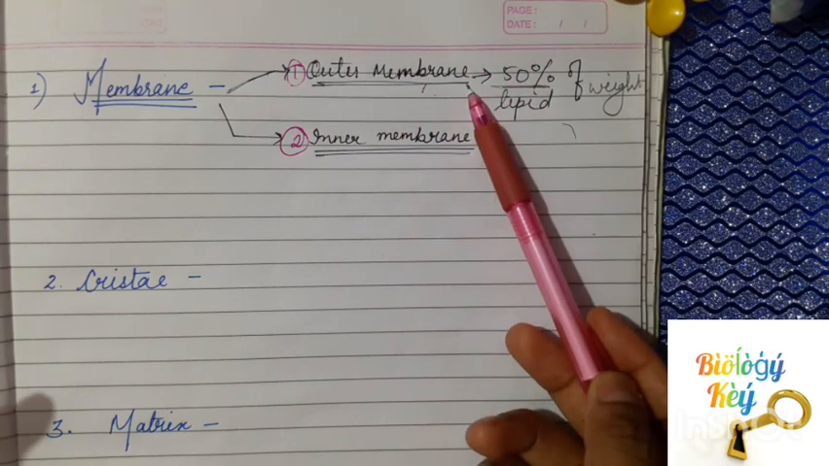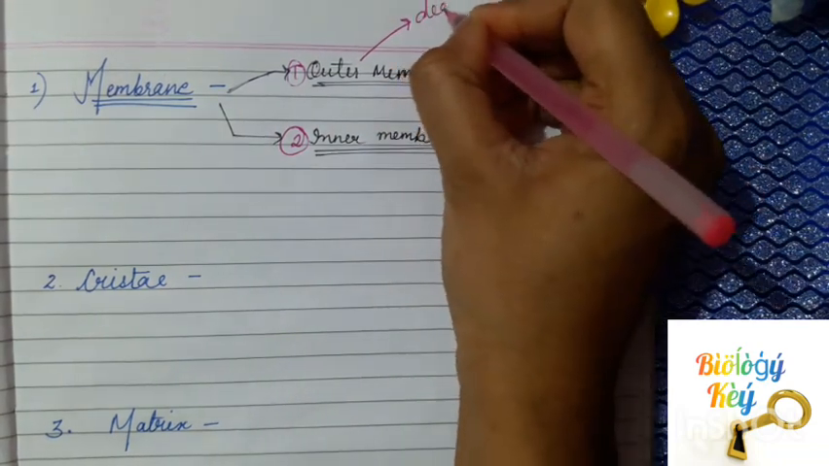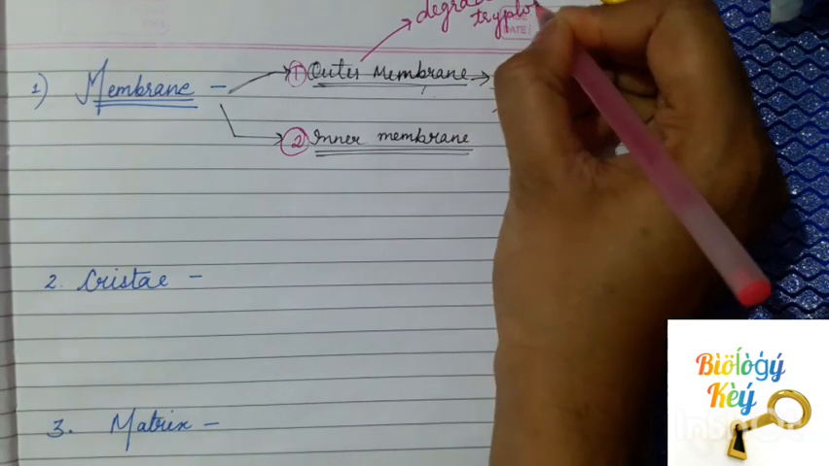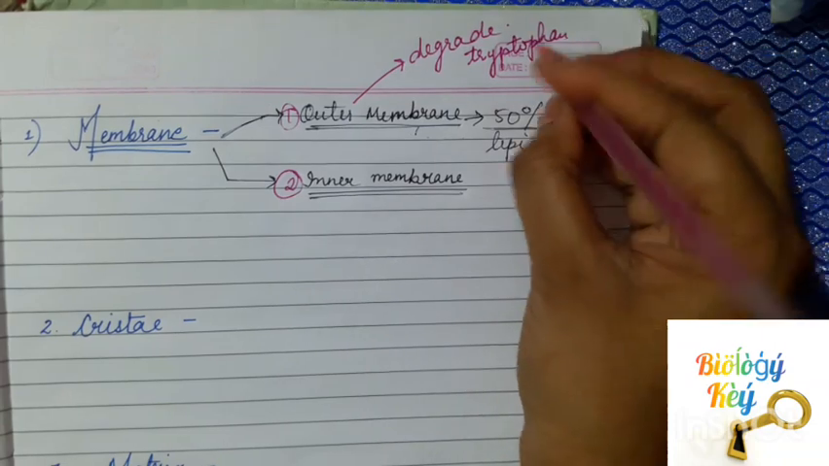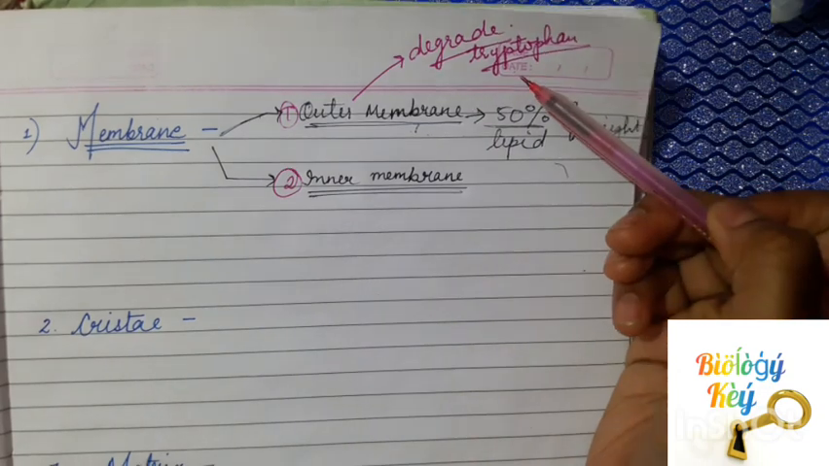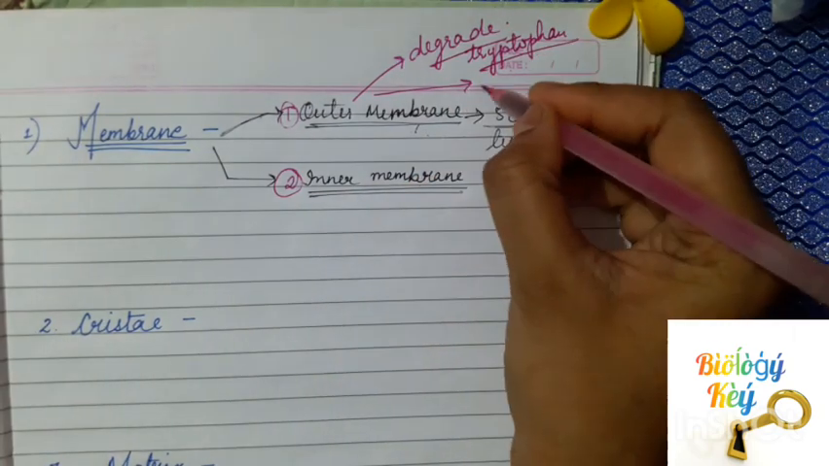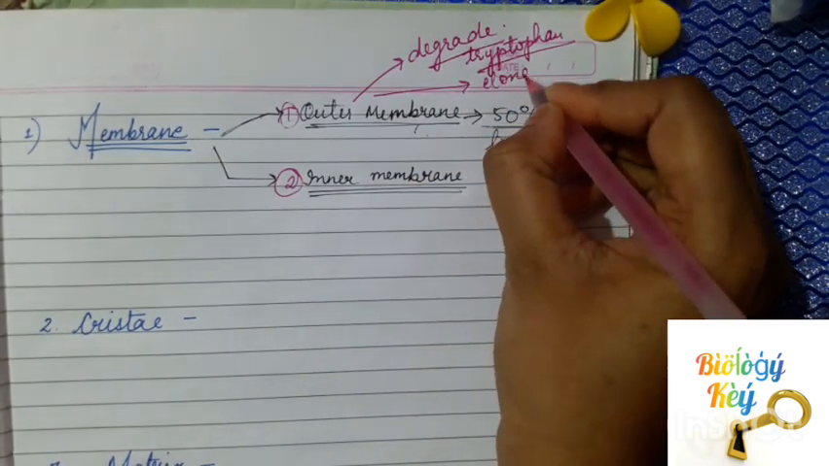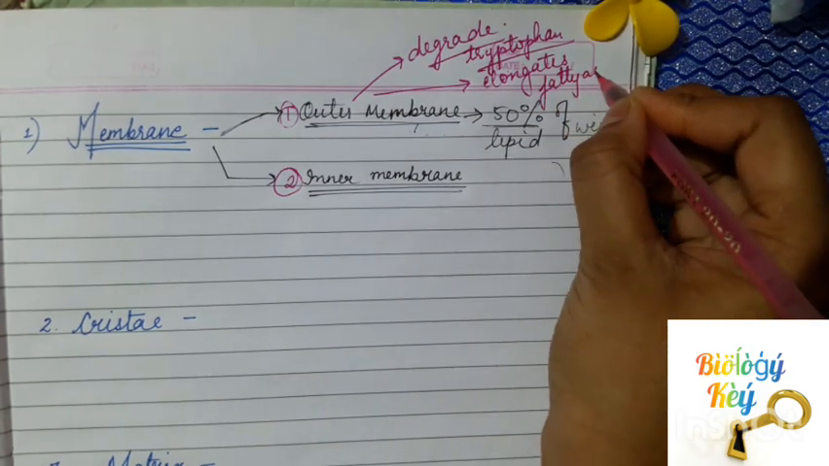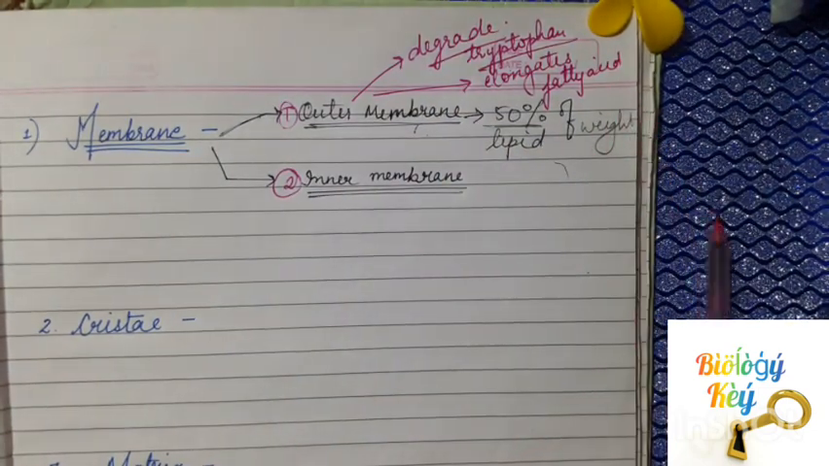What is the role of the enzyme? The main role of this enzyme is to degrade tryptophan. What is tryptophan? Tryptophan is nothing but an amino acid. Another important feature of this enzyme is that it elongates fatty acid. These are a few important things which are the main role of the enzyme.